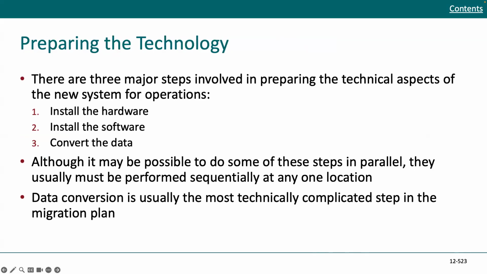We want to think about preparing the technology. There are three major steps involved in preparing the technical aspects of the new system for operation: install the hardware, install the software, and convert the data. Although it may be possible to do some of these steps in parallel, they usually must be performed sequentially at any one location. Data conversion is usually the most technically complicated step in the migration plan.